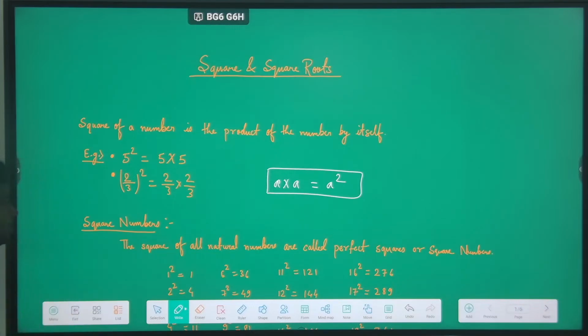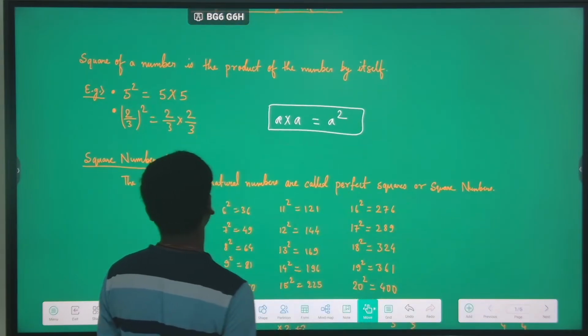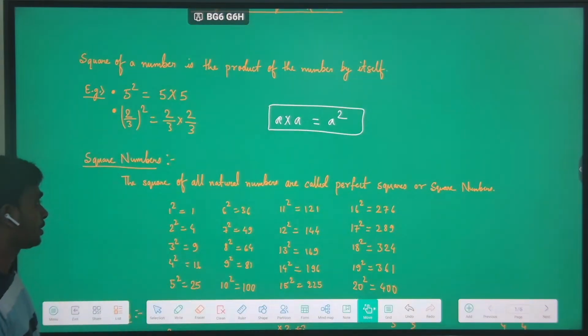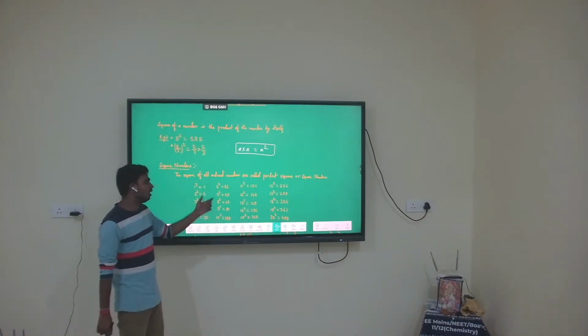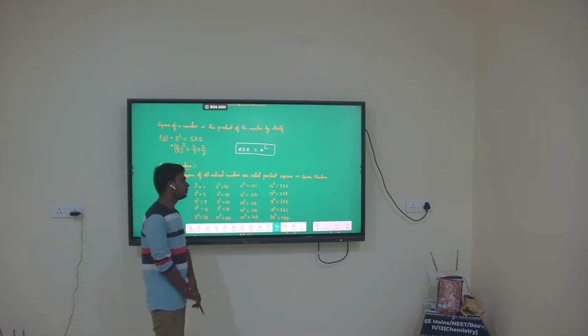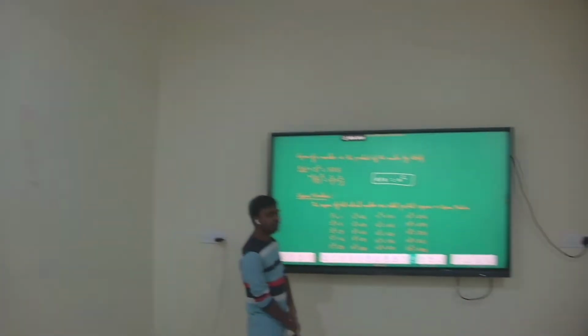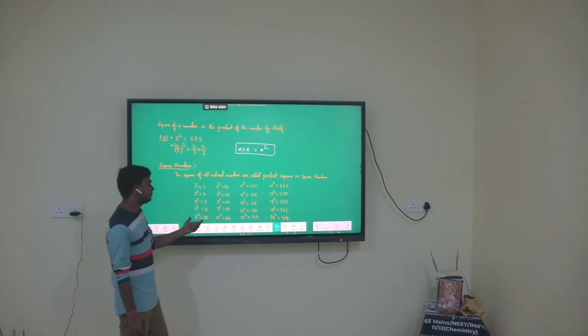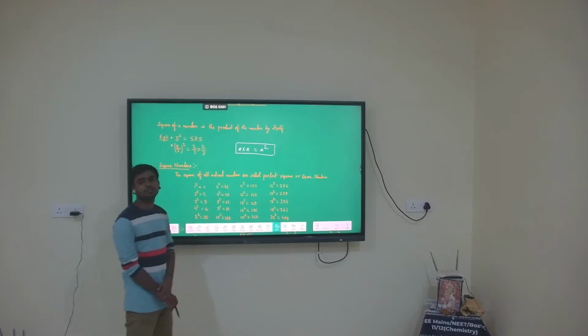Okay. Now, what are square numbers? What do you mean by square numbers? The squares of all natural numbers are termed as square numbers. For example, 1 square is 1, 2 square is 4, 3 square is 9, 4 square is 16, 5 square is 25, 6 square is 36, 7 square is 49.